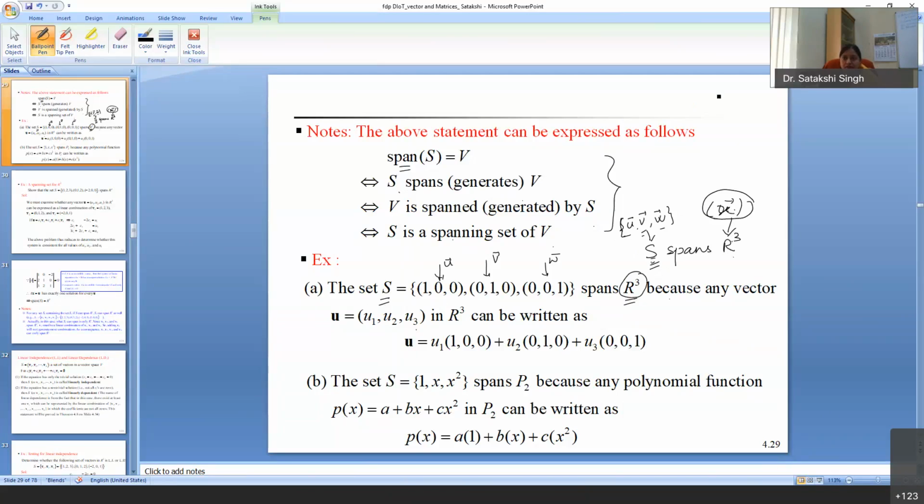So you see that if you have a vector space, in this case R3, and then you have a set S which has only three vectors u, v, and w, these three vectors will generate all the vectors inside this vector space. That is why we call it the generating set or the generator of the vector space R3.